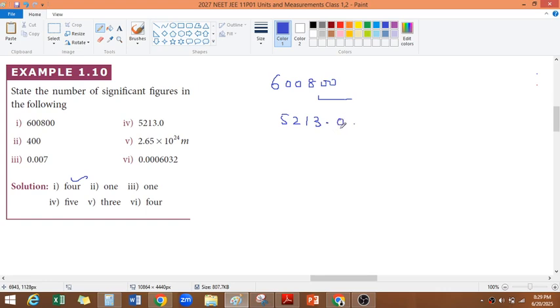5213.0. You see, they are not sure about this last value. It can be 0, it can be 1, it can be 2.99, something like that. So that means 1, 2, 3, 4, 5. So here there are 5 significant figures.